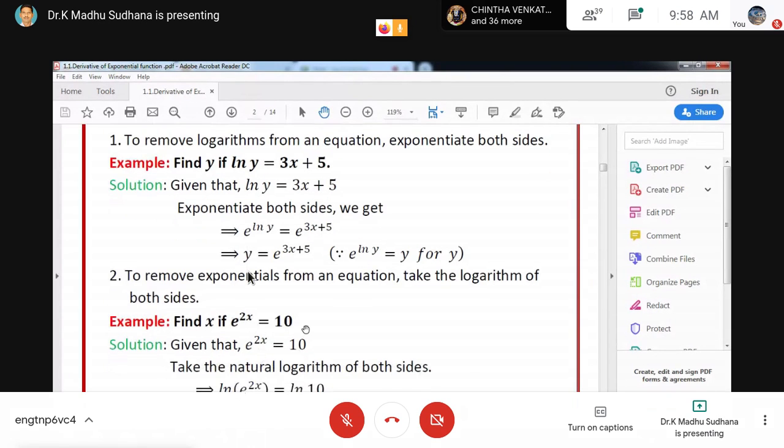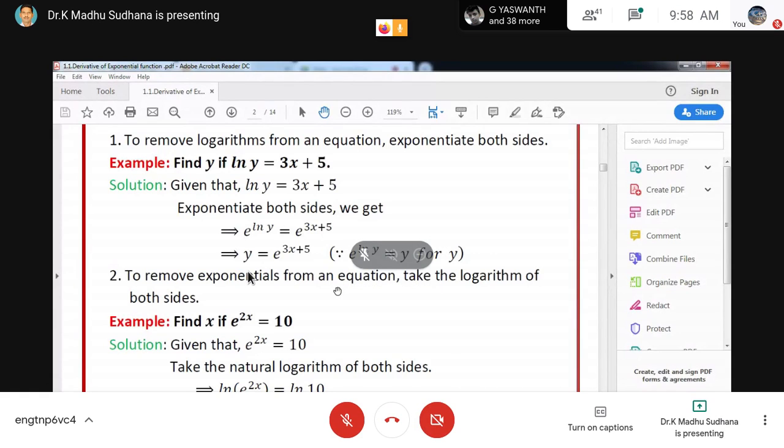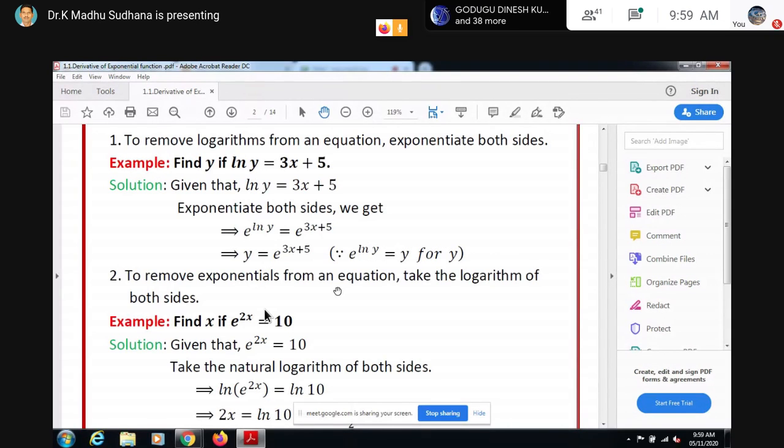So whenever the problem carries logarithm, we have to do exponential on both sides. If the problem contains exponential, we take the logarithm on both sides. In general, if the problem contains a square, to remove the square, what to do? Take the square root. To remove the square root, we have to take the square. That means squaring on both sides or taking square root on both sides. Like that, here also, if it is logarithm, we take the exponential to remove the logarithm. If it is exponential, to remove exponential, we take the log on both sides.